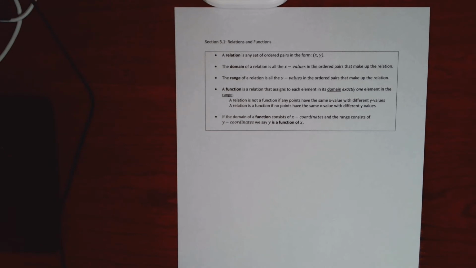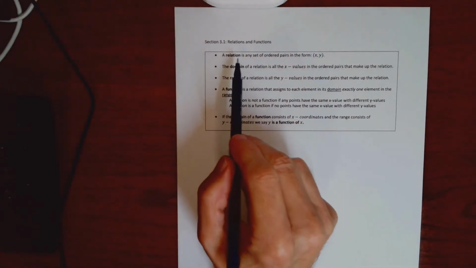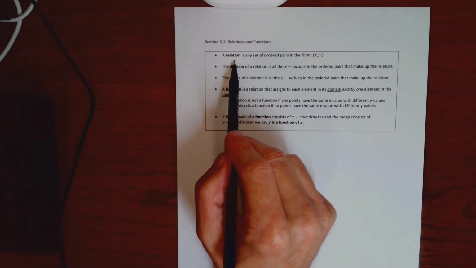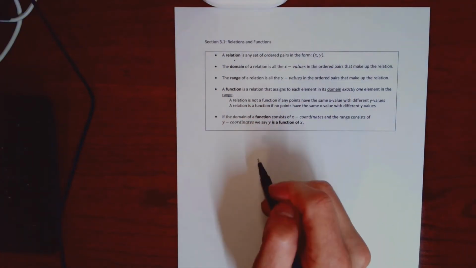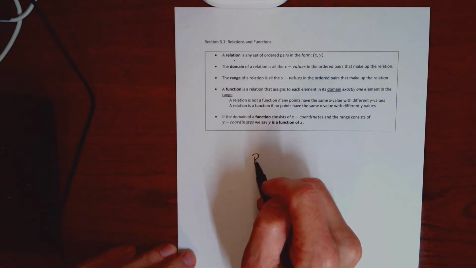I lifted some stuff from my Math 114 class, and I just put it on the screen right now. It's just some words and definitions. I never test on definitions, but as I use the words when I lecture, it'd be nice if you knew what the words meant. So I have a few definitions. A relation is any set of ordered pairs in the form x comma y. So here would be an example of a relation.